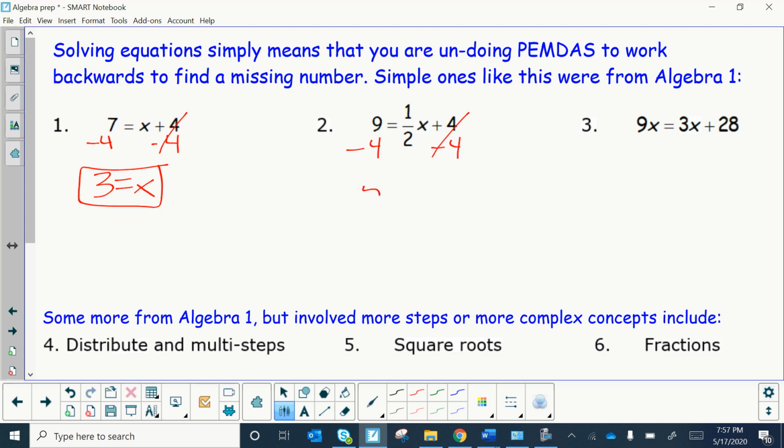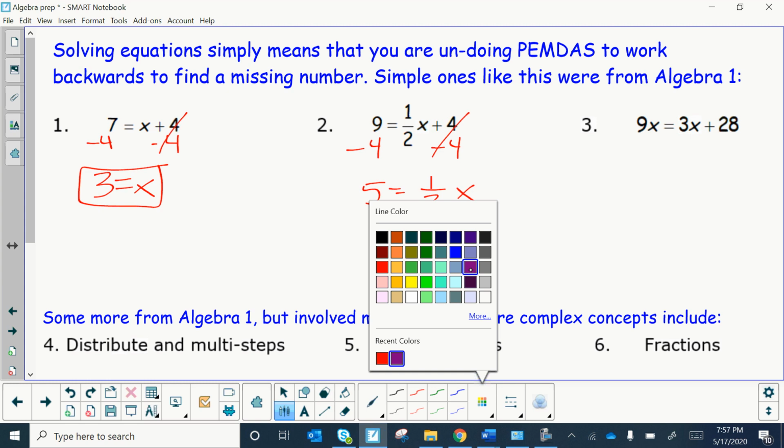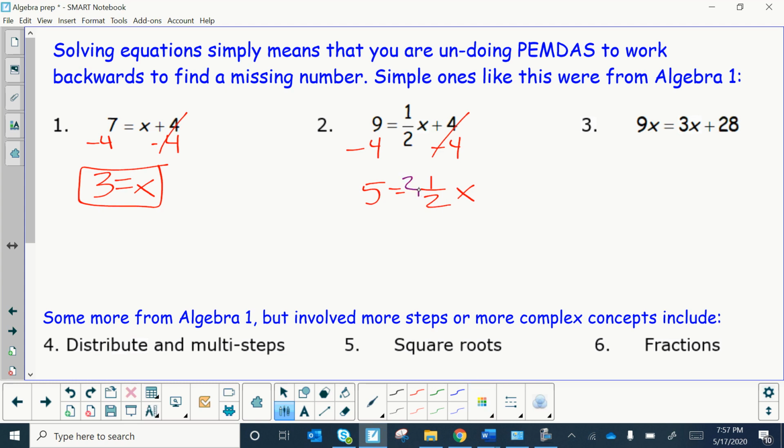Again, we're going to get 5 on this side equals 1/2 x. Okay. And what I like to do here, instead of dividing by 1/2, some of us don't really grasp that too quickly when we divide by a fraction. When I see a fraction, I like to multiply by the denominator. So if I multiply by 2, that'll cancel out. Whatever you do to one side, you have to do to the other. So we get 10 equals 1x, or just x. And that is our x value for number 2.